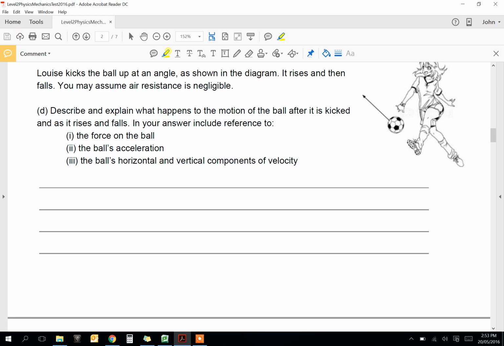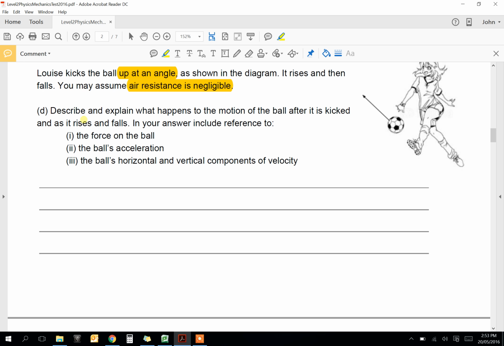I think this is going to be an excellence question, because we haven't had an excellence question yet. So let's have a read through and see what we've got here. Louise kicks a ball up at an angle. That's kind of important, as shown in the diagram. There it is, going up at an angle. It rises and then falls. You may assume air resistance is negligible, so ignore all that air resistance stuff.